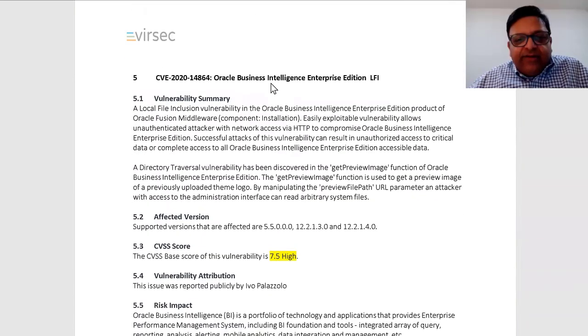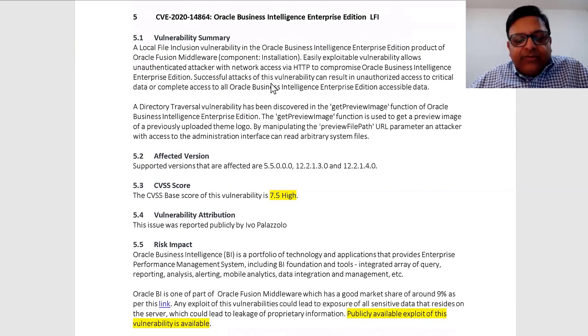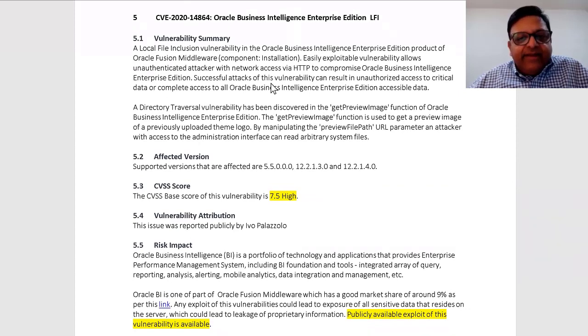The next vulnerability that I've picked is in the Oracle Business Intelligence suite. So this is a local file injection type of vulnerability. A lot of people believe that the applications running inside the Oracle Fusion middleware are what they really need to protect, but these components, these frameworks are also vulnerable. And as you can see here, the base CVSS score of this particular vulnerability is very high, and it's been around for a while. And there are of course publicly available exploits that can be used to exploit this.